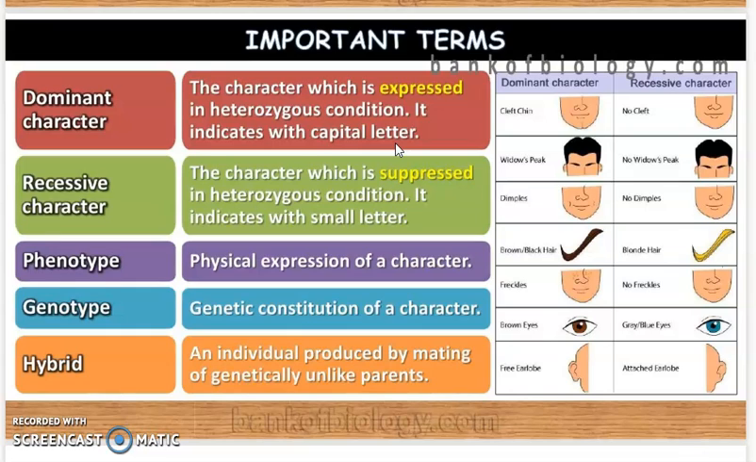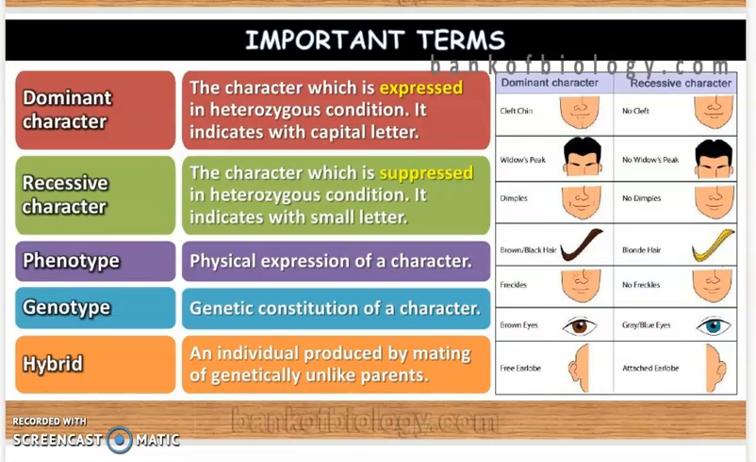And coming to hybrid, an individual produced by mating of genetically unlike parents, right? When genetically unlike parents fuse together, they form an individual which is called the hybrid. Okay, in case of plants, if we fuse two different plants and are able to produce a new variety, we call that a hybrid. So an individual produced by mating of genetically unlike parents is called the hybrid.